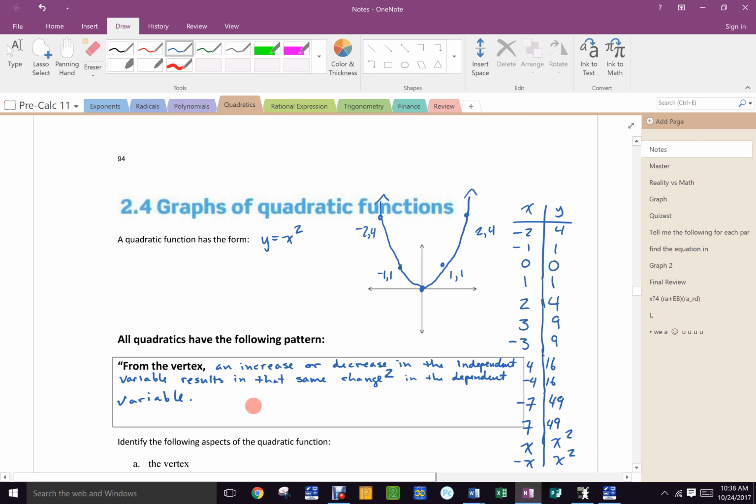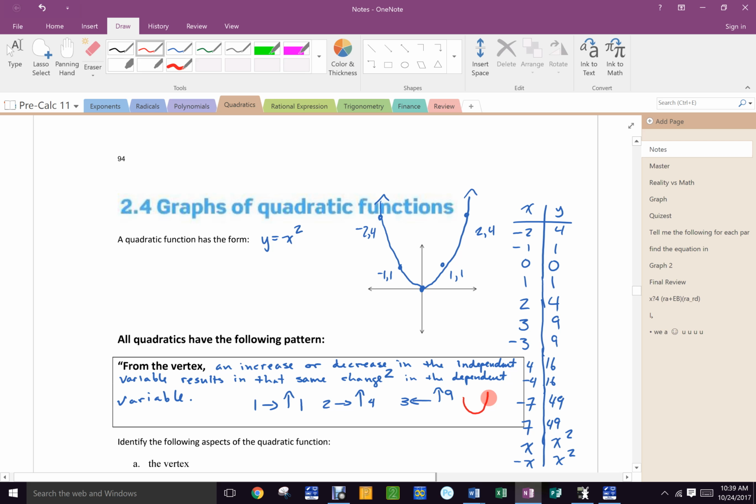So what does that mean? If I go 1 right, I go 1 up. If I go 2 right, I go how far up? 4. If I go 3 left, how far up? 9. We're going to leave it like that, and that is all for that kind of parabola.